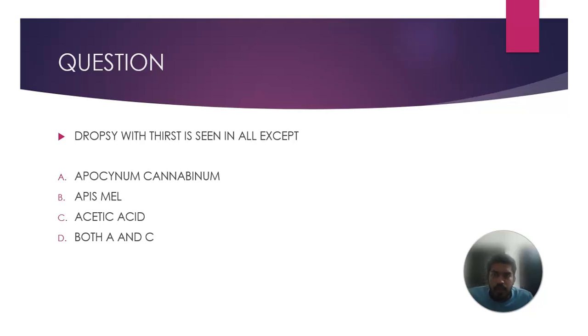Dropsy with thirst is seen in all except. So we have discussed dropsy with thirst. We have two remedies, that is apocynum as well as acetic acid. So the other one is apis mel. So the question is, dropsy with thirst is seen in all except. Dropsy with thirst is apocynum and acetic acid. The except one should be apis mel. So the answer here should be B. Okay, apis is thirstless, except in chill.